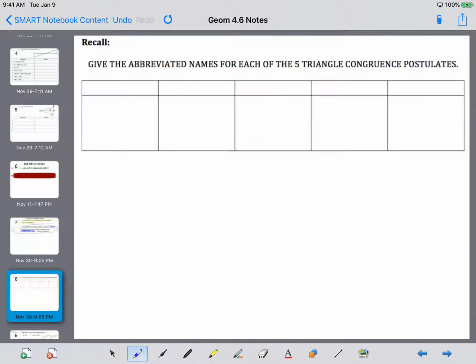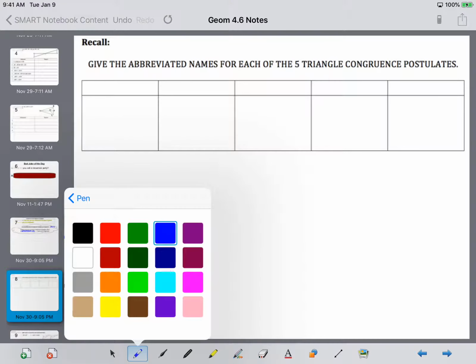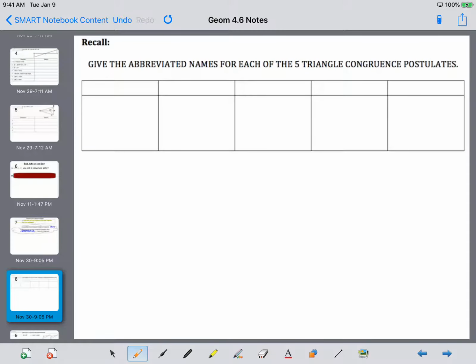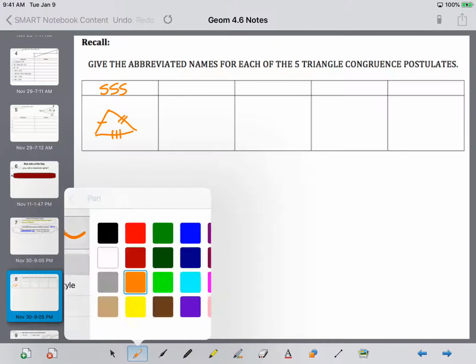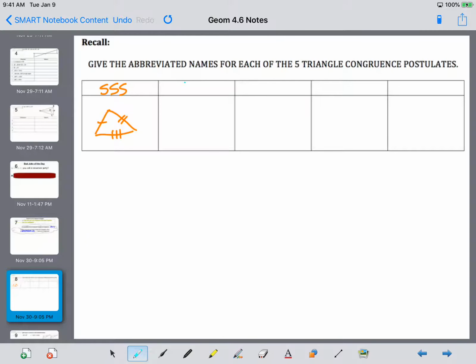So if you guys recall from a previous lesson, we had 5 different ways to show that two triangles were congruent. The first was side, side, side, which remember that picture, you have two triangles that have all 3 sides known. The second was side, angle, side. So you had, say, this triangle here, this angle, and then this angle matched up with another triangle. So remember, this is important. It had to be the angle in between, which we call the included angle.